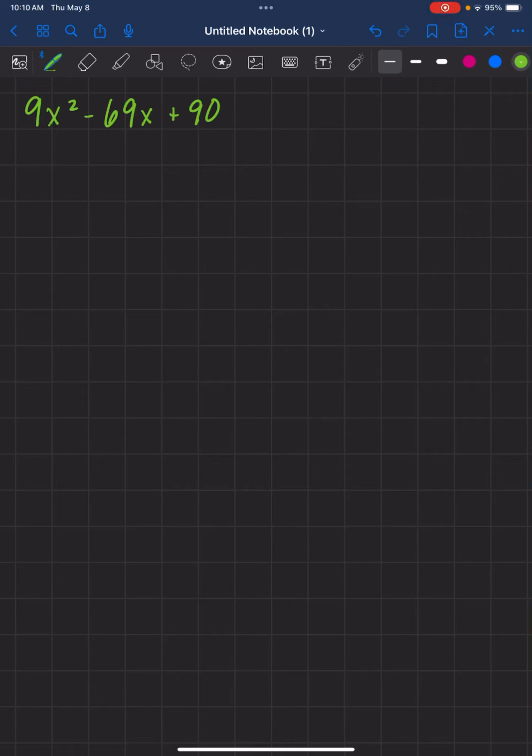Let's go over how to factor 9x squared minus 69x plus 90 using trial and error. So the first step is we look for some kind of factor we can take out. So let's start by doing that, and I see a 3.